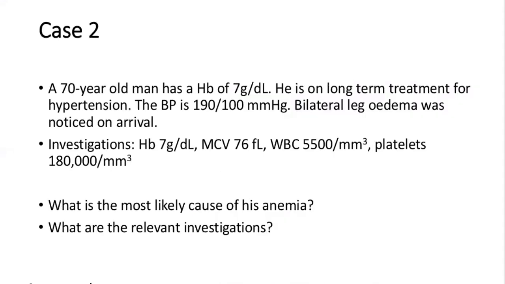Anyway, let's look at the second case. We are going fast now. A 70-year-old man, a fairly elderly man, has anemia and he's on long-term treatment for hypertension. His blood pressure is 190 by 100, and he has leg swellings on arrival. The blood count shows only anemia, with MCV on the little low side. Looking at this picture, what is the most likely cause of his anemia?